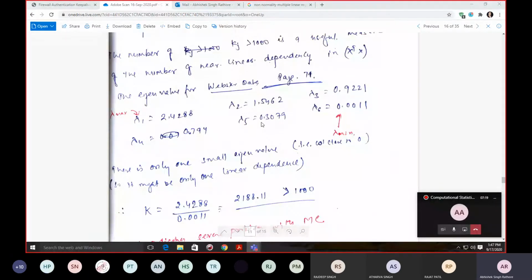Yes, sir. So in the last class we saw multicollinearity. Fine. So what is this multicollinearity? This multicollinearity exists when you are having two or more regressor variables or observations that are dependent on each other. So what are the effects of this multicollinearity?